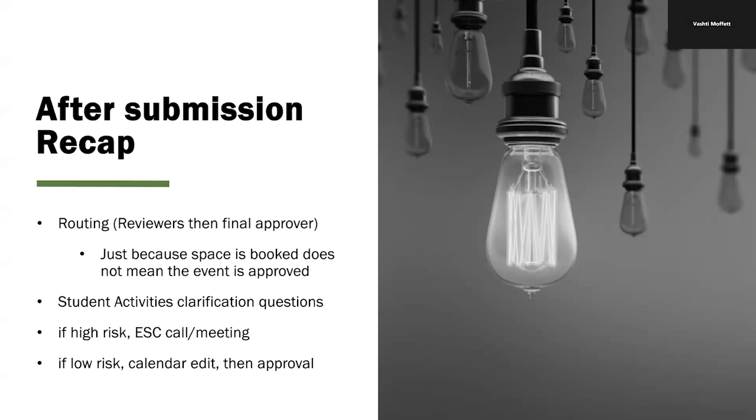So after submission recap, we have routing. Those are reviewers, then final approval. Just because space is booked does not mean the event is approved. Okay, I'm going to say that again. Just because the space is booked does not mean the event is approved.